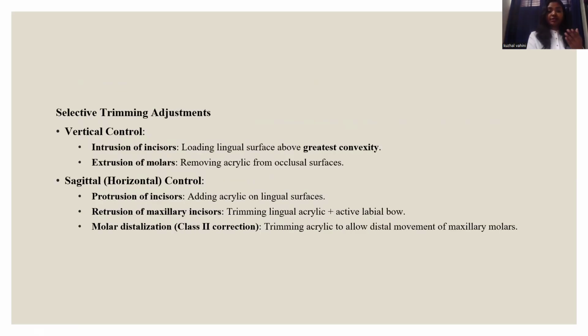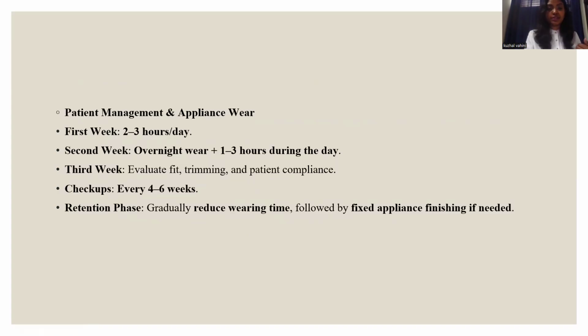Then the activation of this appliance is done by selective trimming. It has a vertical control and a horizontal control. Vertical control influences the intrusion and extrusion, and sagittal control is protrusion, retraction and molar distalization. This is done by loading the acrylic or by removing the acrylic in certain regions. And the activation of the labial bow also helps in retrusion of the maxillary incisors.